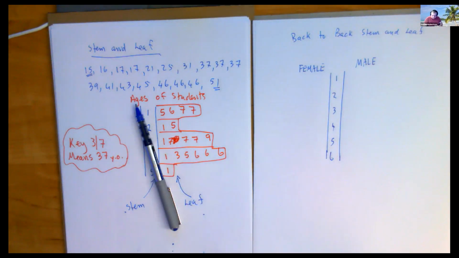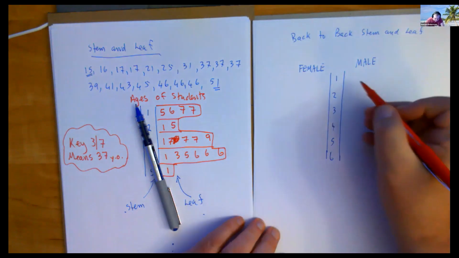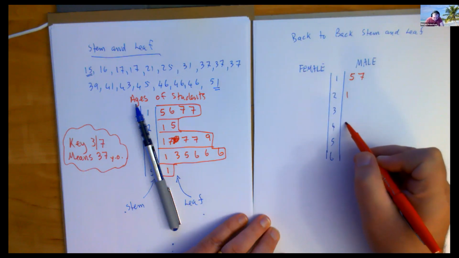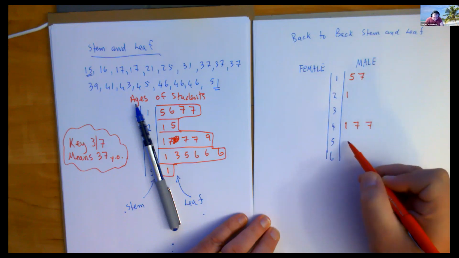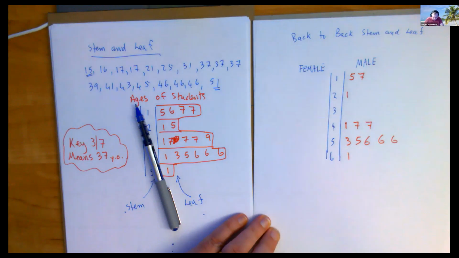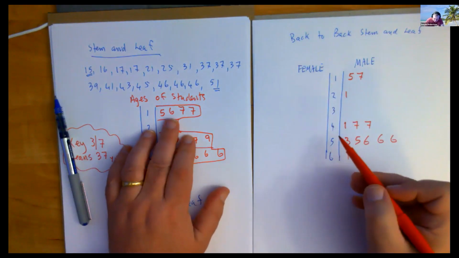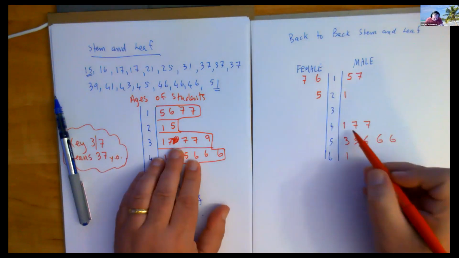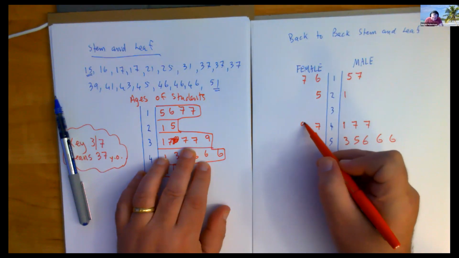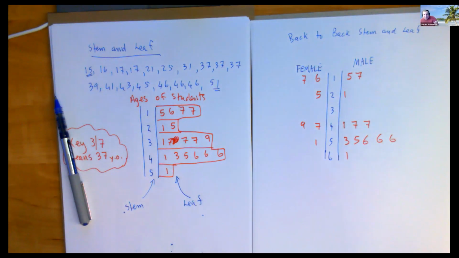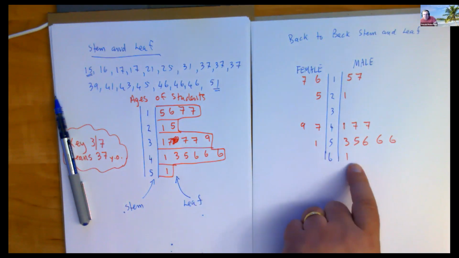So imagine I got a lot of information about the ages of males and females in this class, and the answer came out as 15, 17, 21, 41, 47, 47, 3, 5, 6, 6, 6, and 1. Then I got the female information, and it goes 6 and 7. It goes 5. It goes 7 and 9. And it goes 1, and nothing there. This is called a back-to-back stem and leaf.